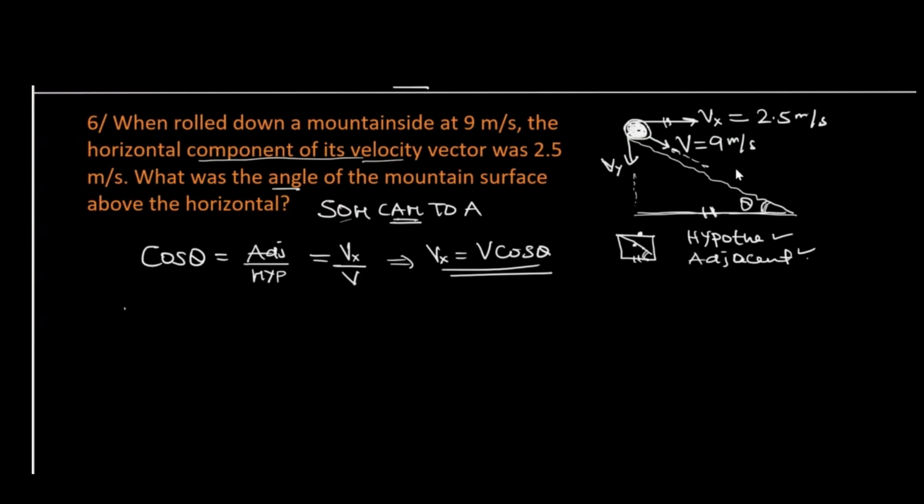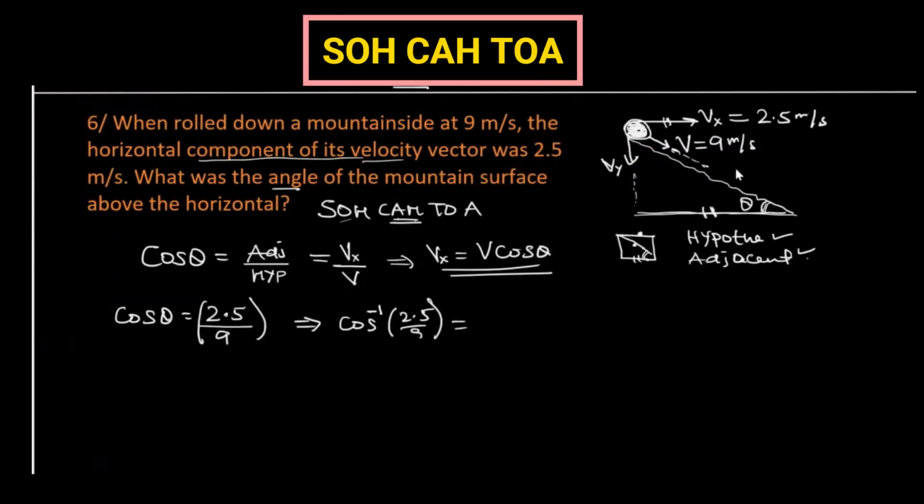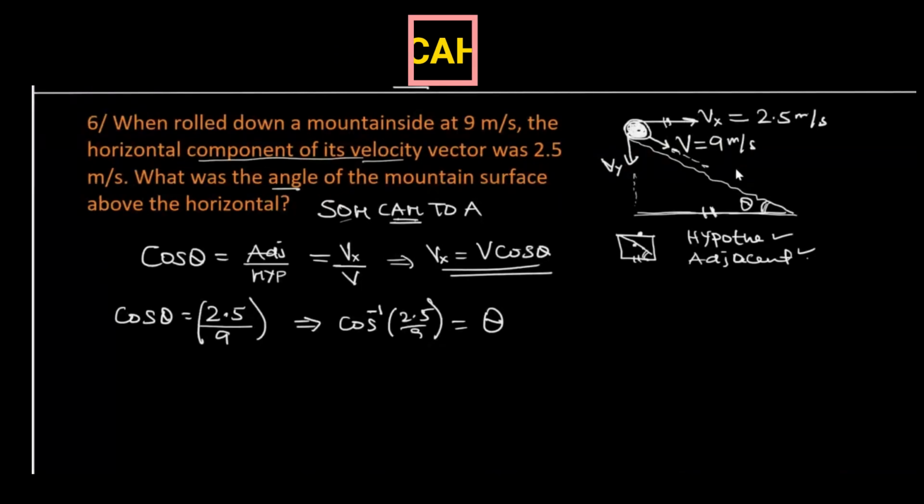Now, cosine of theta is equal to what? The adjacent side is 2.5, and the hypotenuse is just 9. If cos theta is 2.5 over 9, to find the angle I have to use the inverse of this. That means theta is the cos inverse of 2.5 over 9. I'm not asking for cos theta, I'm asking to calculate theta, which is the angle.